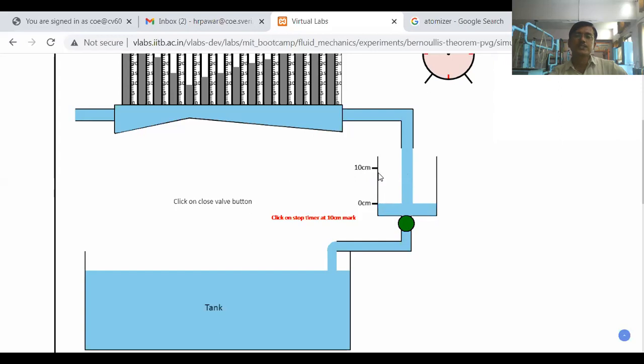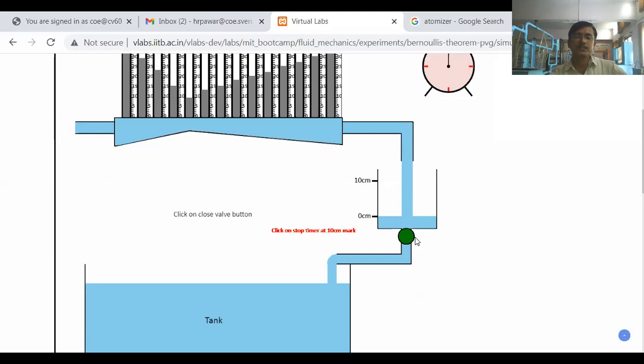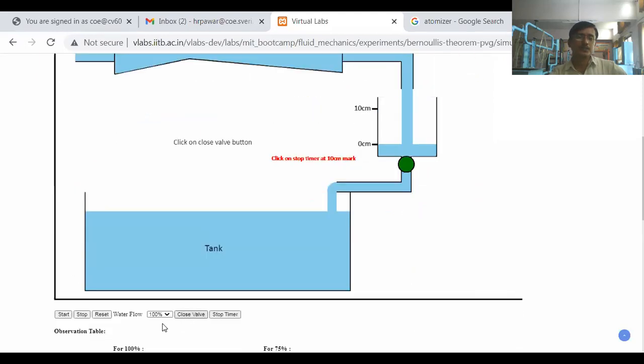Water will start to rise here, and this clock will measure the timing. Means to rise the water from 0 to 10 centimeter, how much time it has taken. So this time will get calculated. In this tank, volume will get calculated, and you will get the discharge. Volume upon time, you will get the discharge, right? So now here, I will close the valve here, right?